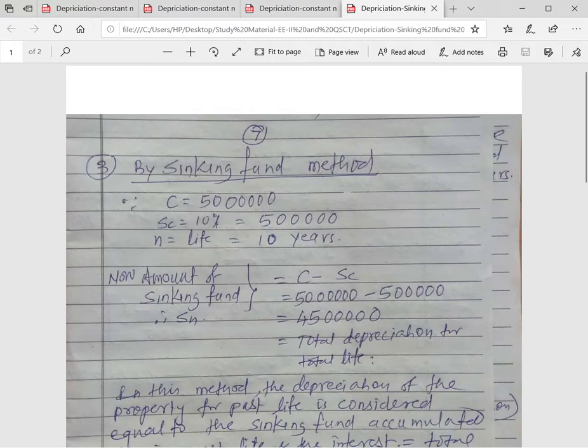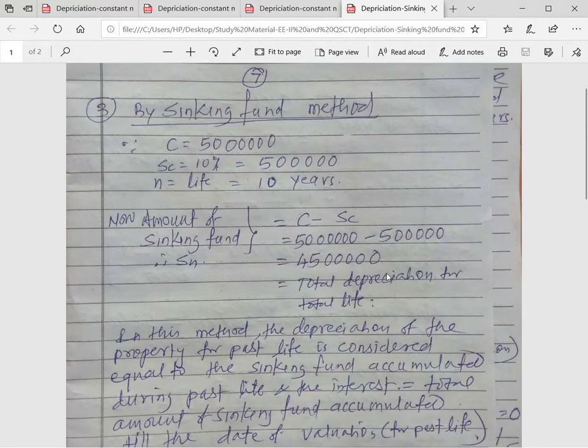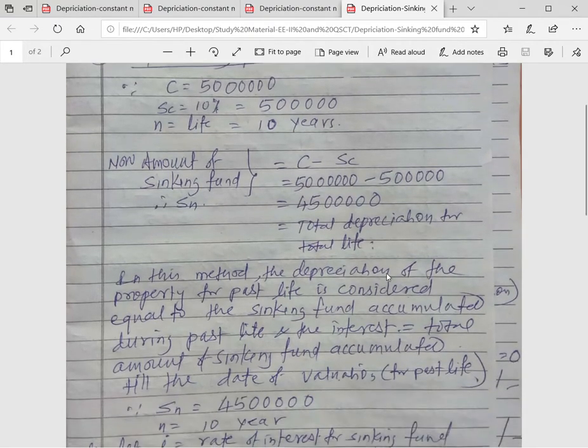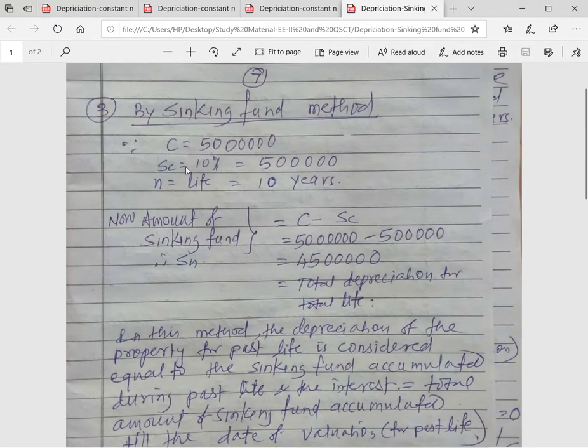Now let us discuss the next method for calculation of depreciation, that is the sinking fund method. Generally, for valuation of buildings and real estate, this sinking fund method of depreciation is used. Now here, we will work out the same problem by this sinking fund method.